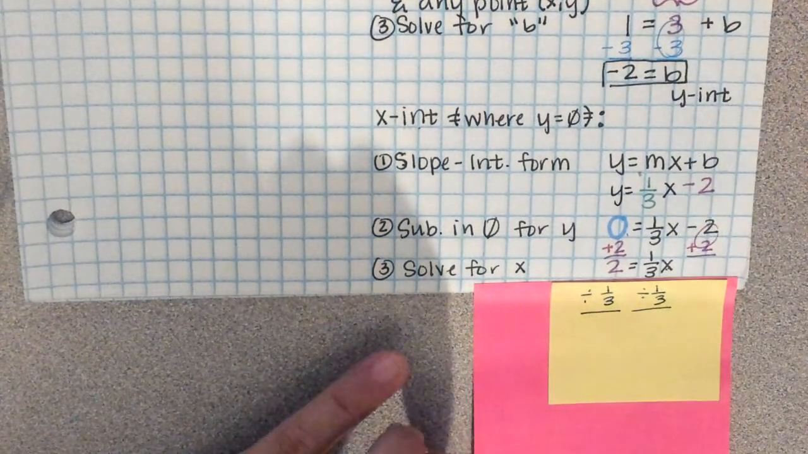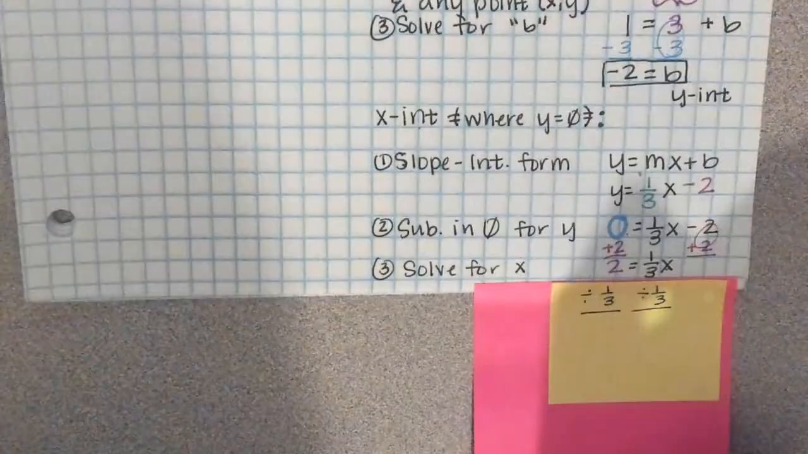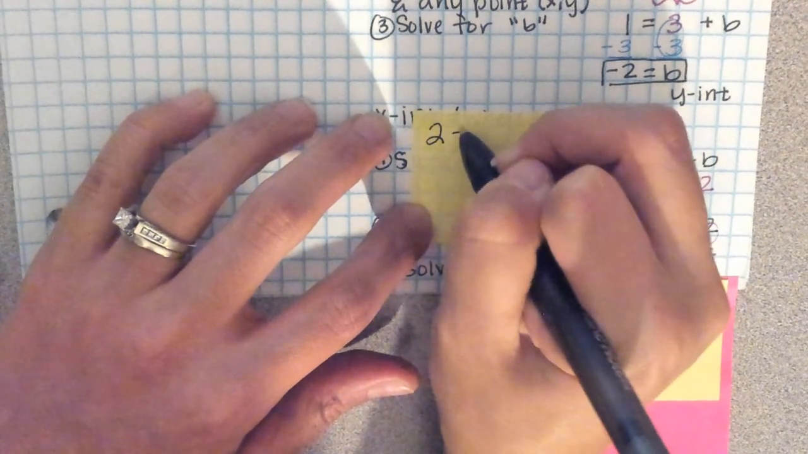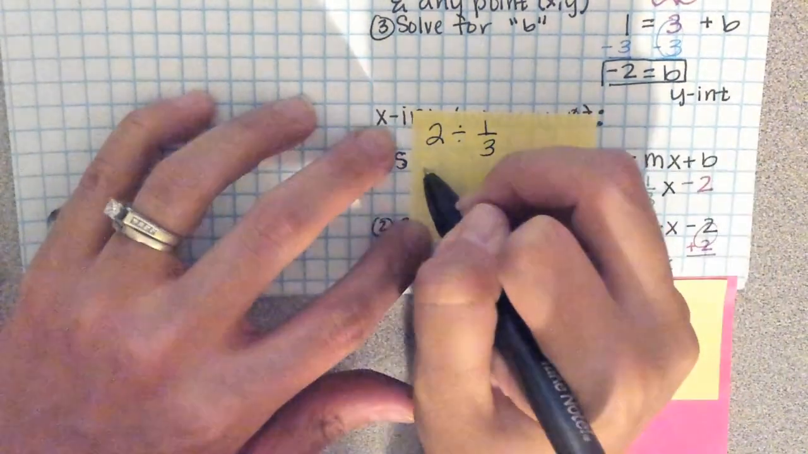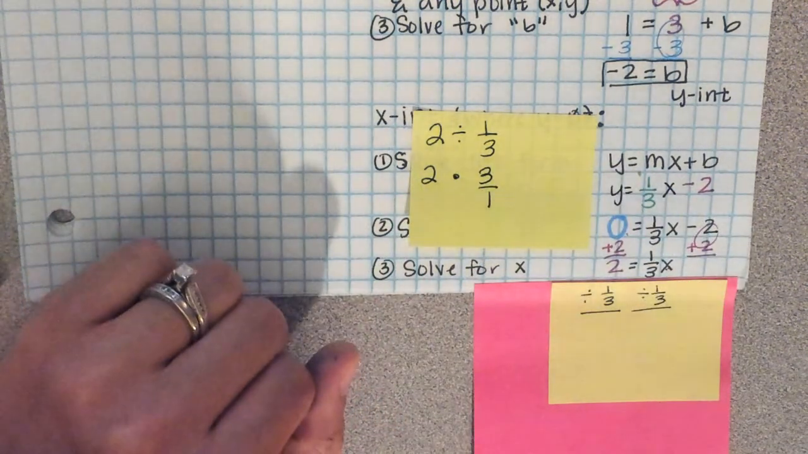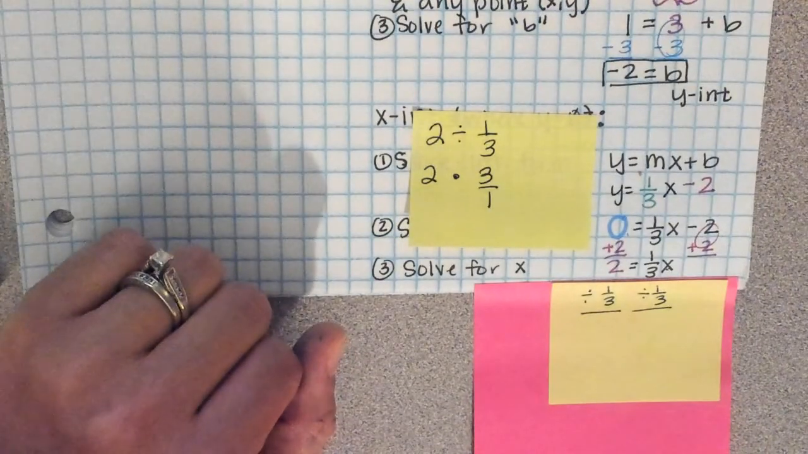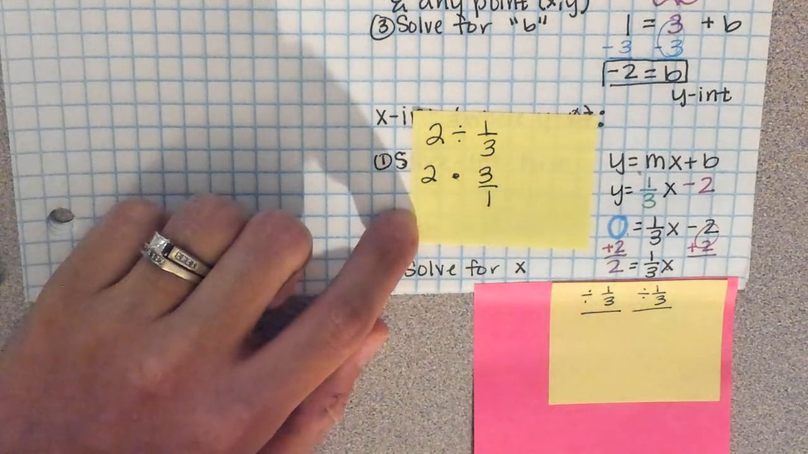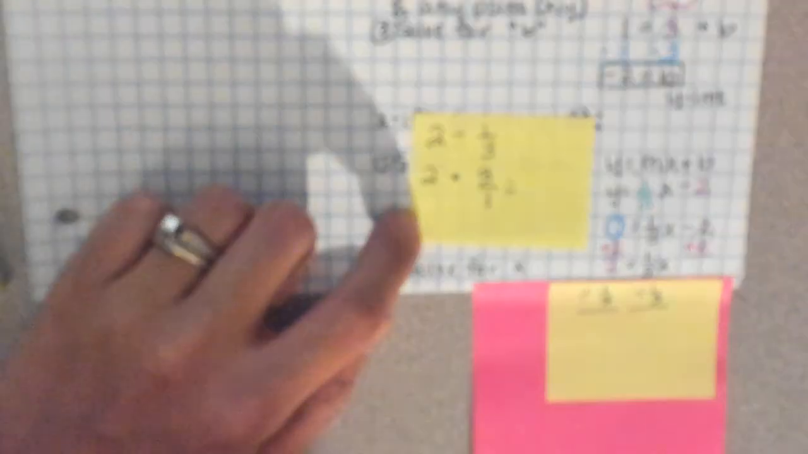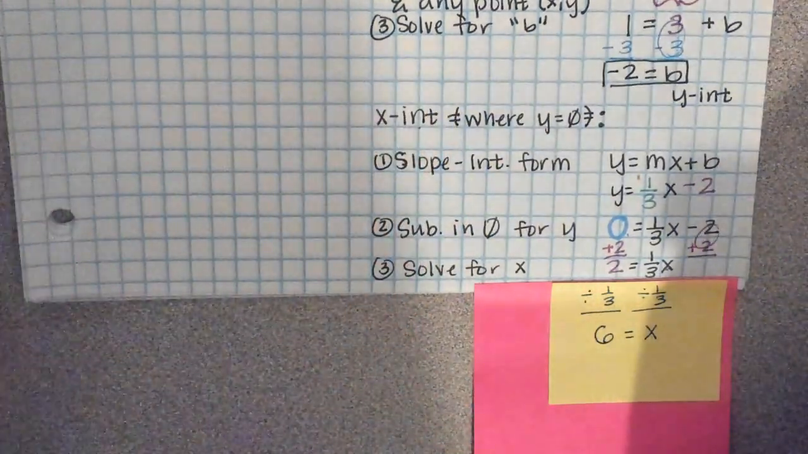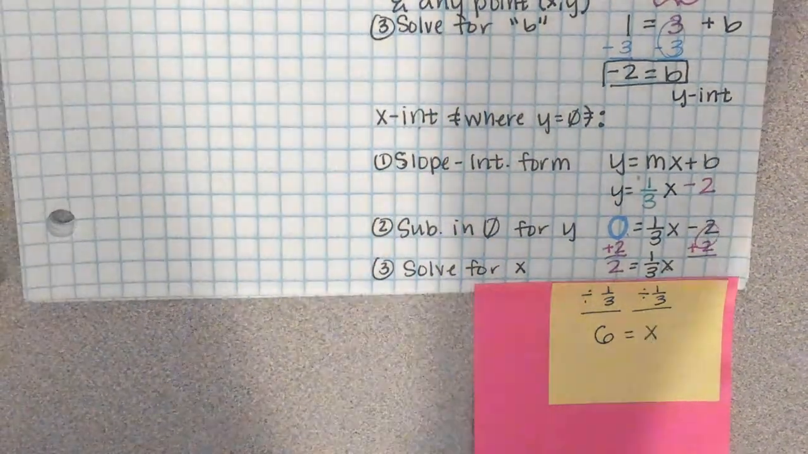Mm-hmm. So if you're doing it by hand, yes, it's 2 divided by 1/3. Keep that, change this, flip this. Keep, change, flip. Back to elementary school fraction stuff. So what is that? 6. Yep. So x equals 6. So that's my x-intercept.